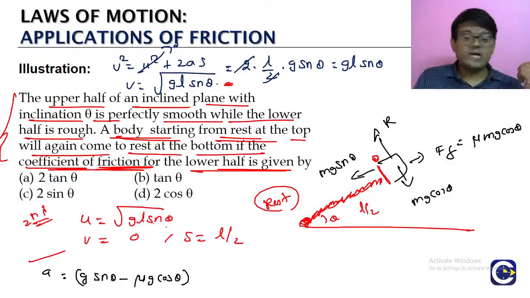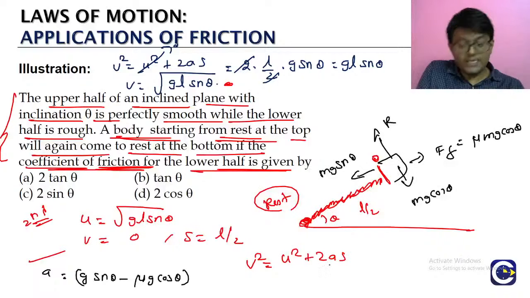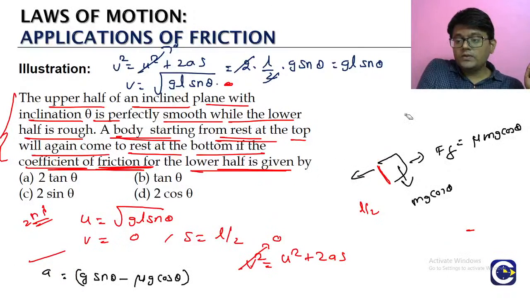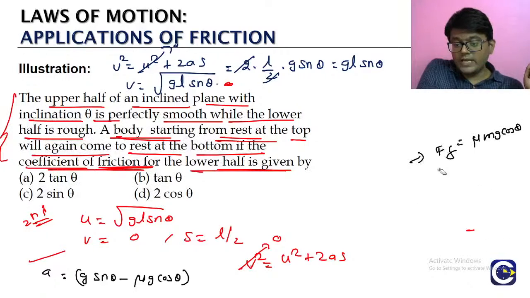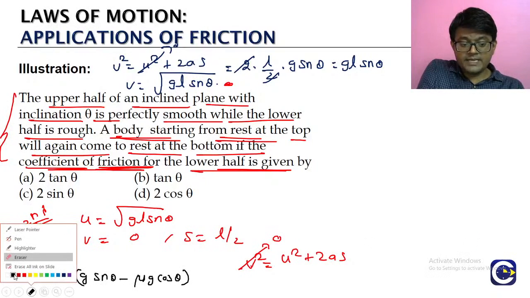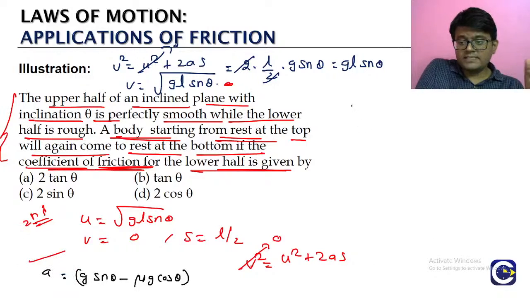Now look at the relation we have between them. V square is equal to U square plus 2as, right? Here V square is 0. Now we just have to substitute, and we will be able to get the mu value. What are we trying to find? If you look at the options, the final answer must come in terms of theta.